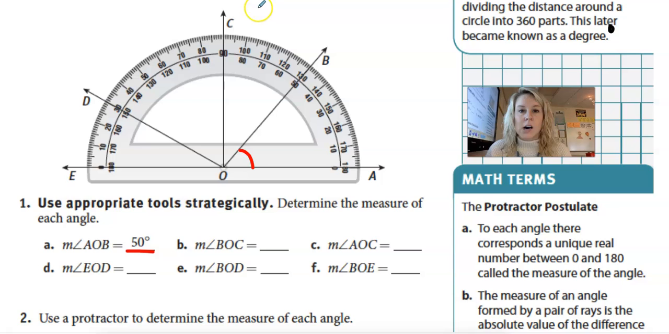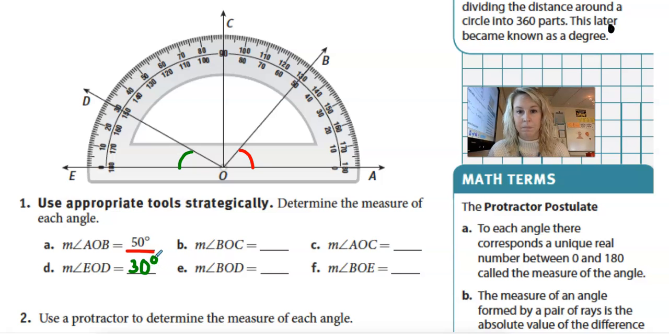Okay, I'll try another one for y'all. Let's look at EOD. So EOD, again, is over here, and so it's this acute angle in green. So I'm not going to look at these large numbers because those don't make sense. I'm going to look at these smaller numbers on the outside. So EOD goes from 0 to 30, so this is also going to be 30 degrees.